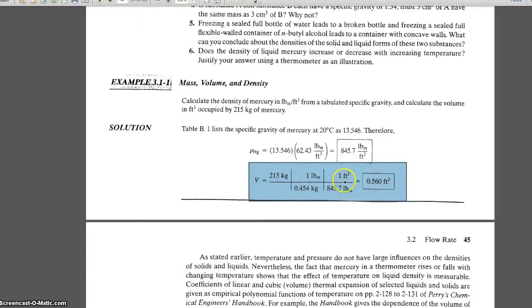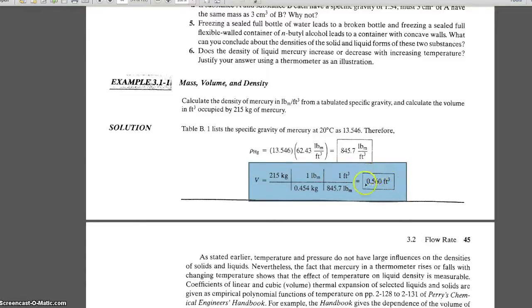Yeah, so that's the inverse: a cubic foot over 845.7. Why do we inverse it? In the end, we want a cubic foot, which is the volume of the mercury, so we can inverse it so we can cancel out. The 215 kilogram will cancel out with the conversion factor of kilogram to pound, and then the pound can cancel out with the density value. So in the end, you'll get the volume of the mercury.